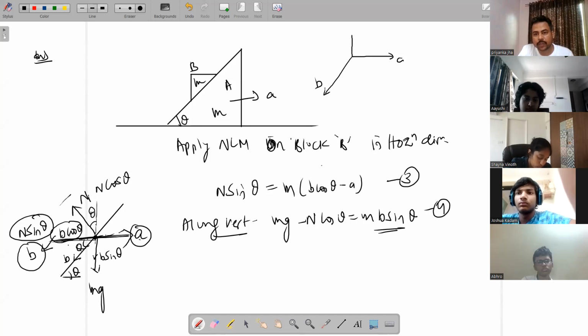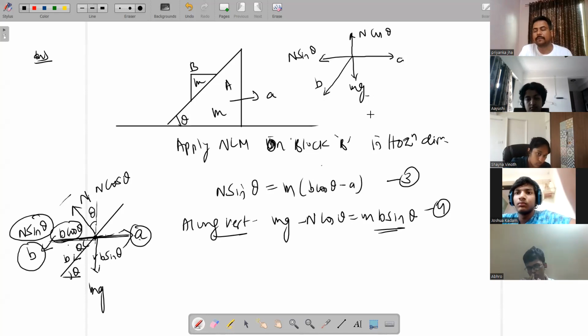तुमने इसको जब ब्रेक किया तो you got this n cos theta and this n sin theta, and here this is mg. You know that net force equal to mass into acceleration. So this is the net force, and see, block is also sliding down the inclined plane, na? So this is b. So this angle is theta. So you have to break this acceleration into two components: b cos theta and b sin theta. So net force equal to mass into net acceleration.